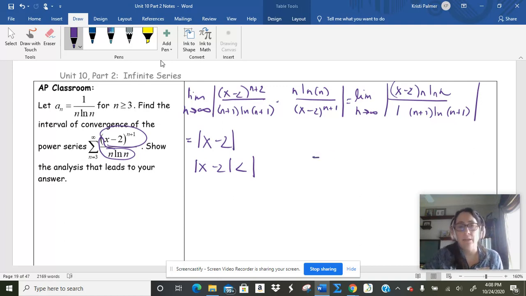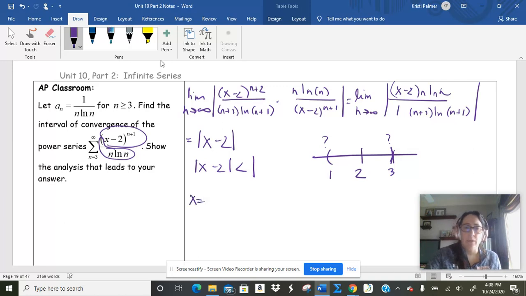So we've already said that this is not geometric. So if I'm centered here at 2, I'm going to go out 1 from here in both directions. So I do not know what is happening here or here yet. So I have to go check those endpoints.